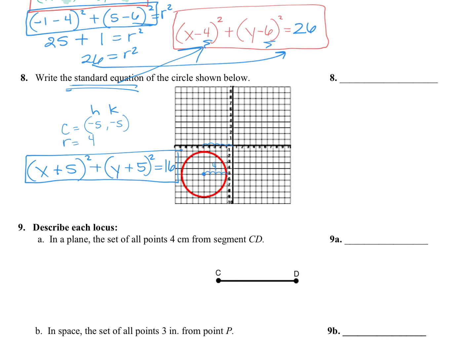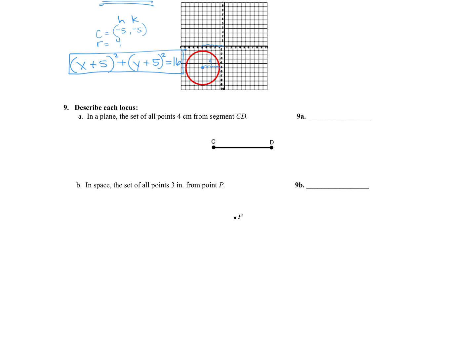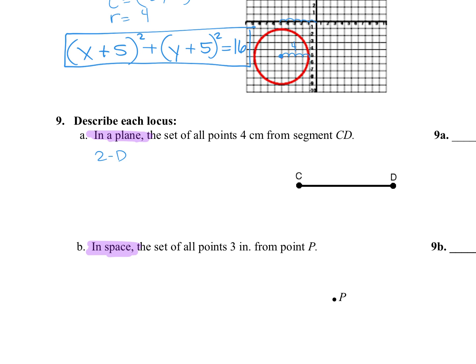Okay, the locus. Two of them here. Notice you have in a plane and in space. What's the difference? Two-dimensional. This one's going to be 2-dimensional. This one's going to be 3-dimensional, okay? So in a plane, the set of all points 4 centimeters from a segment, what do you get? A track, right? If you go 4 centimeters above and 4 centimeters below, and then you wrap around the end, this is 4 centimeters in every direction.